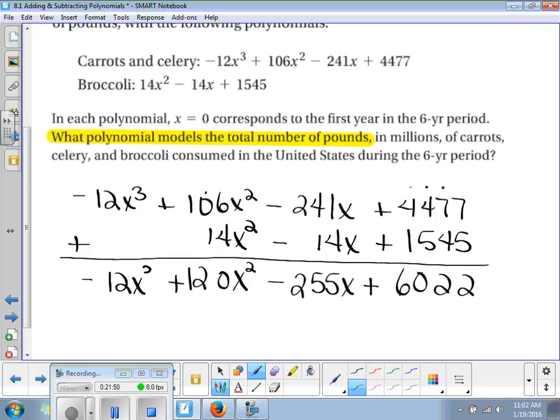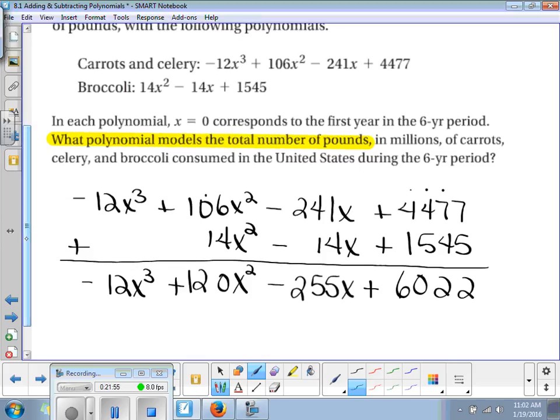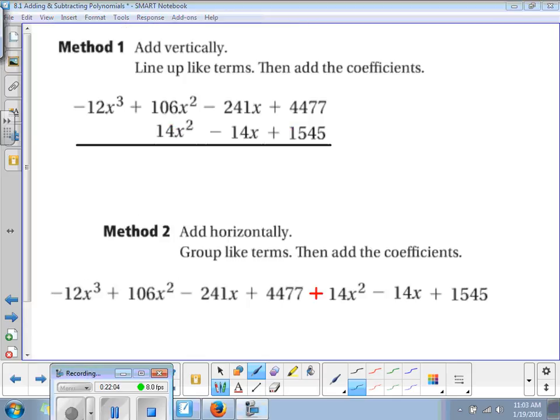And here is the expression that represents the total number of pounds of carrots, celery, and broccoli consumed in the 6-year period. You don't have to write this down. The two methods, okay? This is what we just did in the previous problem. So we could do it the way we did. We line up the like terms like this, right? Or we can do this horizontally. And then you just add up your like terms like this.